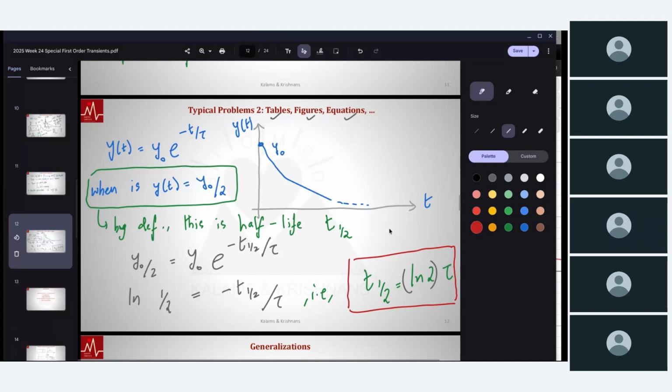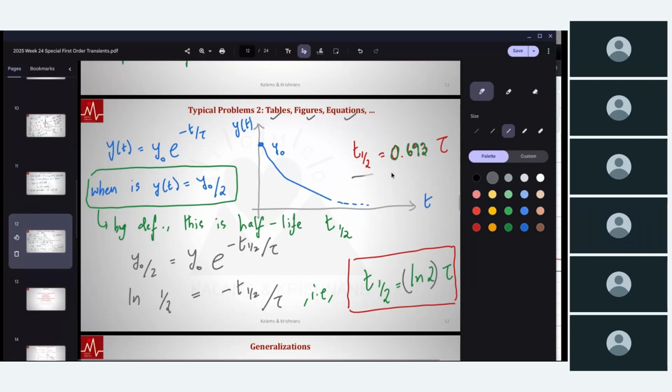This t half is different from 63%. It's a fraction of tau. This fraction is 0.693. Be careful about this number. Sometimes there is confusion between 63% and 0.693. It's better to remember ln 2.